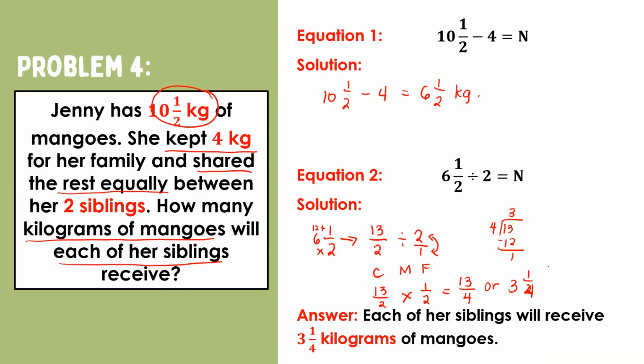Thus, each of Jenny's siblings received 3 1/4 kilograms of mangoes. This problem is an example of a multi-step word problem since it involves more than one operation.